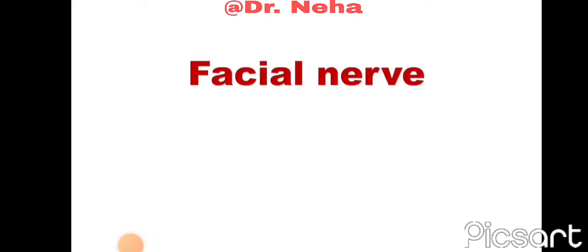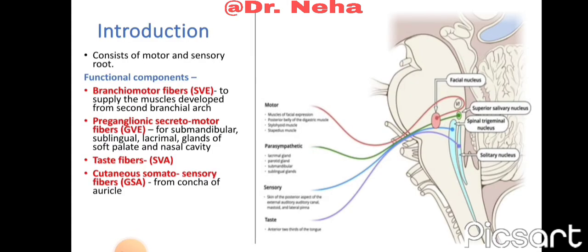In this video, I will discuss the anatomy of the facial nerve. The facial nerve is a mixed nerve. It consists of motor as well as sensory root. The functional components of the facial nerve include the branchiomotor fibers, that is special visceral efferent fibers, which supply the muscles developed from the second branchial arch.